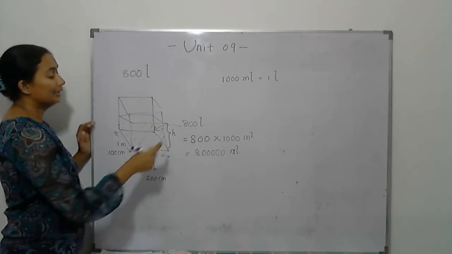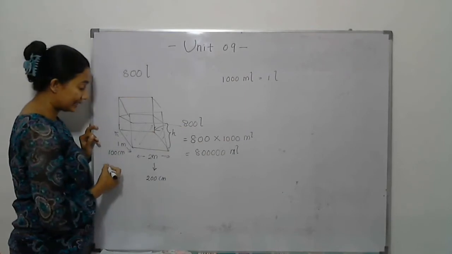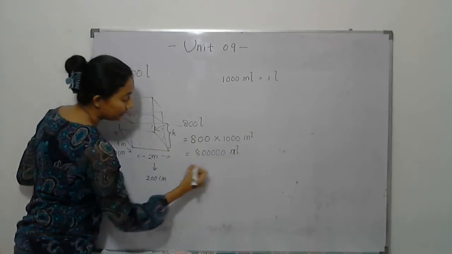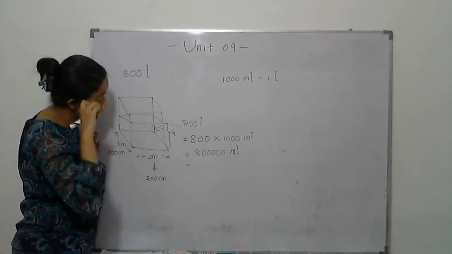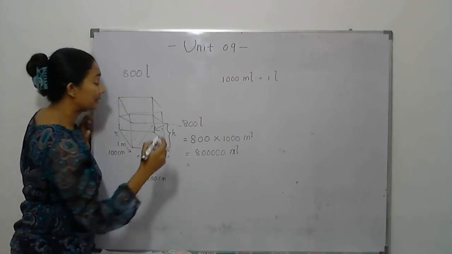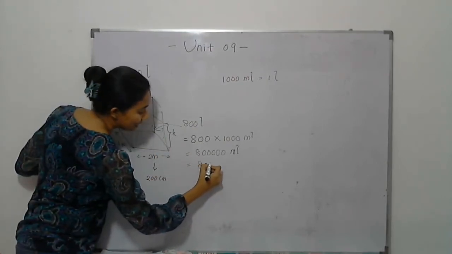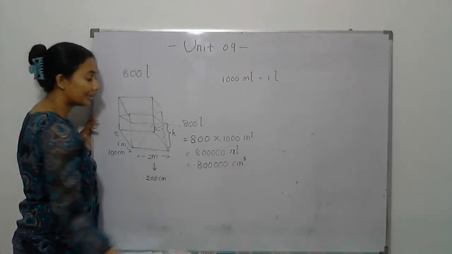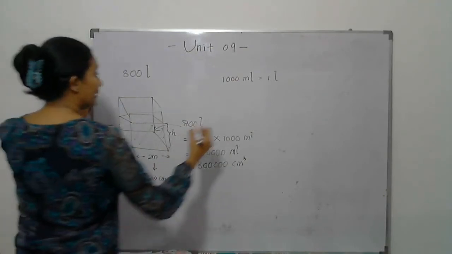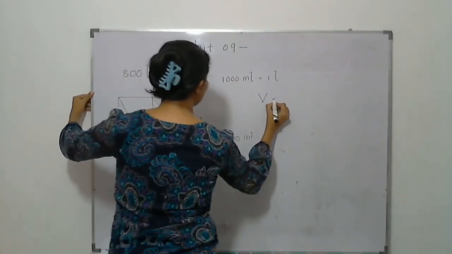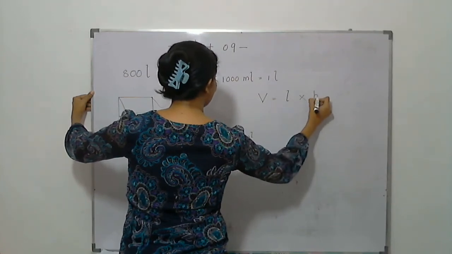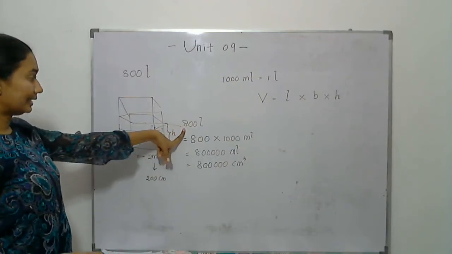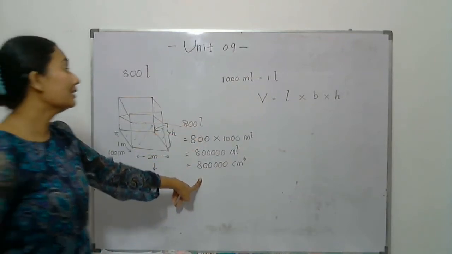Now this one is in milliliters. Here the units are centimeters. To make them equal, I am going to convert milliliters into cubic centimeters. You know that 1 cubic centimeter is equal to 1 milliliter. So this is equal to 800,000 cubic centimeters. Now, the volume V equals length into breadth into height. Now we know the volume. The volume is 800 liters. That means 800,000 cubic centimeters.